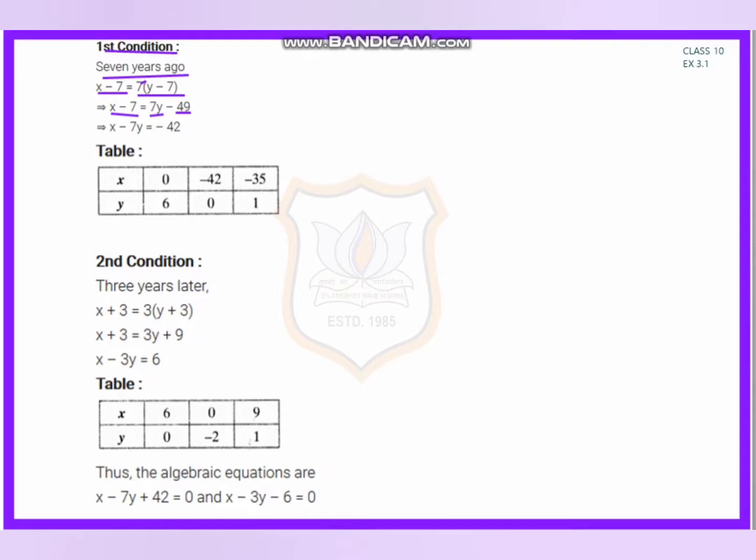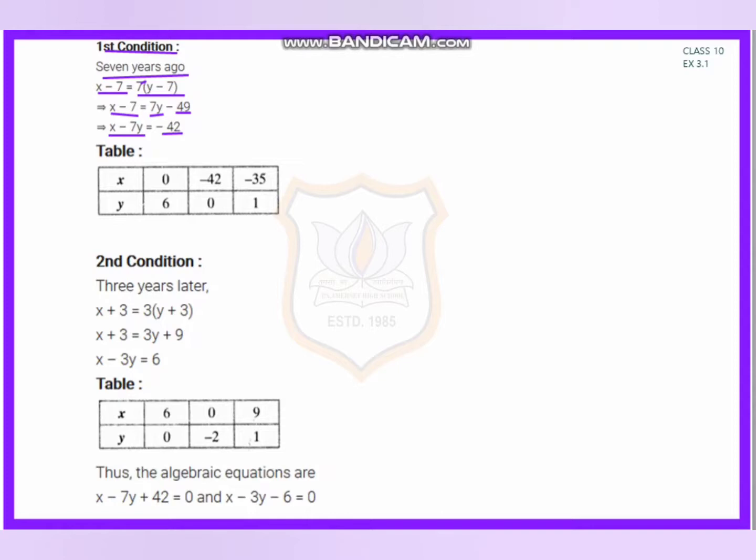This 7 on the other side becomes positive, and this 7y becomes negative. So we can say x minus 7y equals minus 49 plus 7, which is minus 42. This is one equation. Here we have to put any one value from x or y, as we have learned in the last class, or in standard 9.